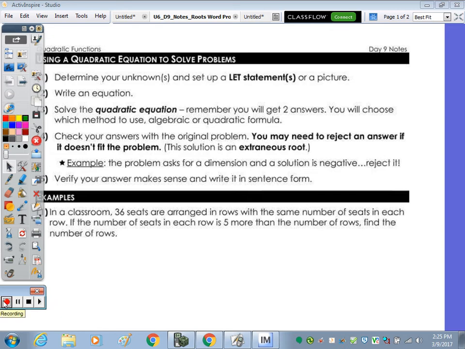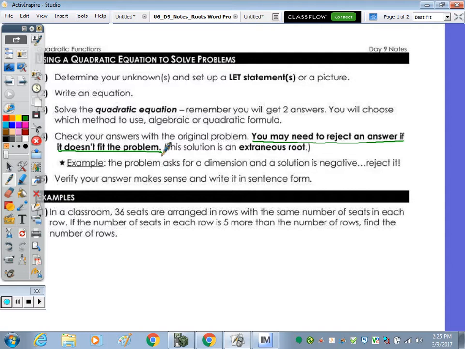So in reading through the steps to solve a quadratic word problem, I want you to underline, yes, in number 4, that we may need to reject an answer if it doesn't fit the problem. Fit meaning it doesn't make sense. Because a quadratic equation can have 2 solutions, one positive and one negative.